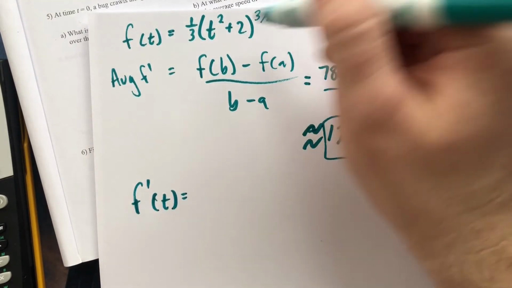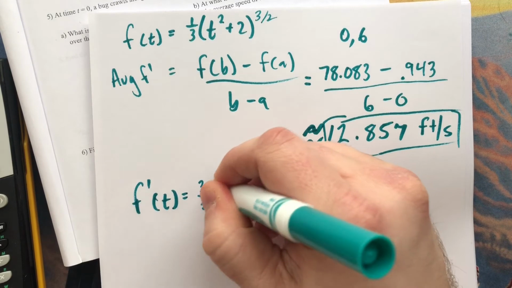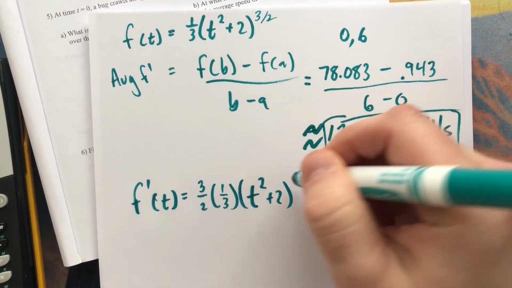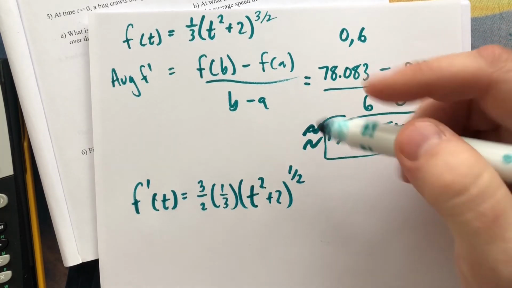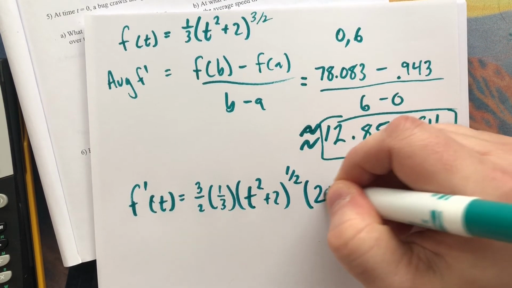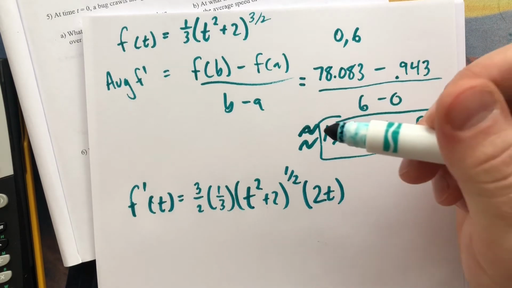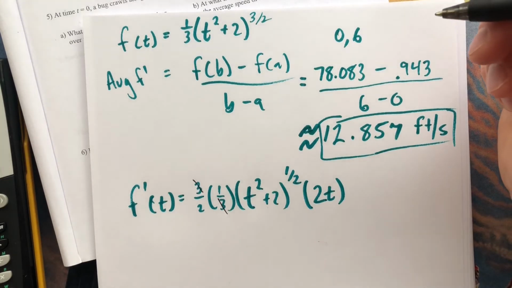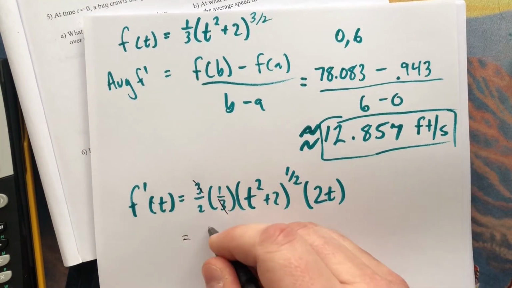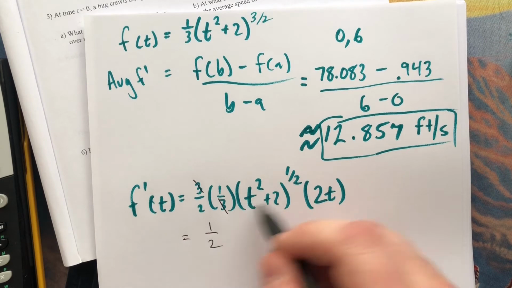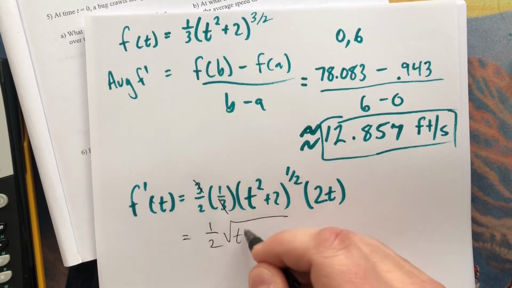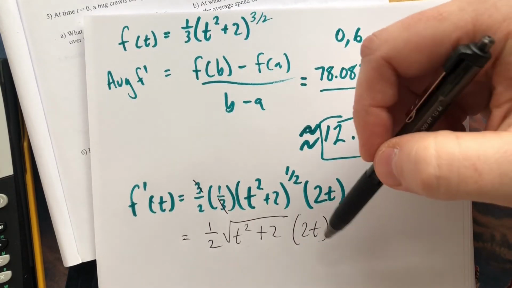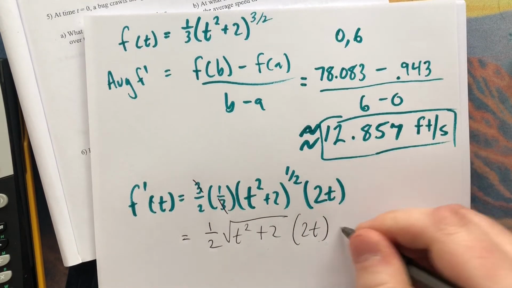So I'll bring the 3/2 out front. Leave the 1/3 there. Leave the inside alone, right? And then multiply by the derivative of the inside, which is 2t. Just doing chain rule. So we can do a little bit of cleaning up. I can cancel the 3's. So I can look at this as 1/2. This is to the 1/2, so it's square root. Right? So now we say, when does this equal what we just got?